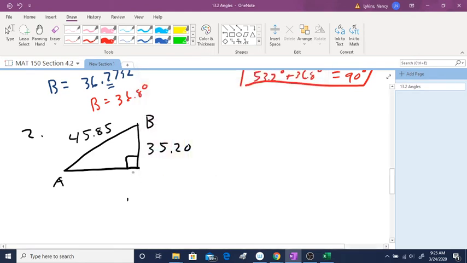So I'm looking at angle A's perspective. Now A is opposite over, now the 45.8 is the hypotenuse. I'm going to just write HYP for hypotenuse. So that means opposite over hypotenuse, if you can recall back in our previous notes, that is going to be sine. So sine of A equals 35.20 over 45.85.